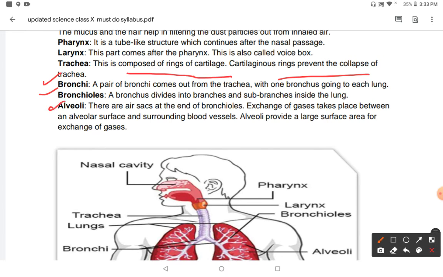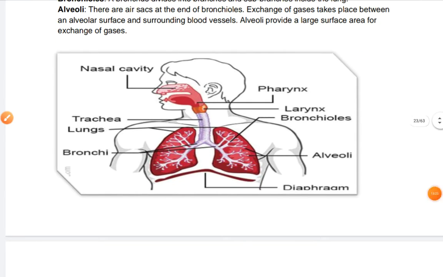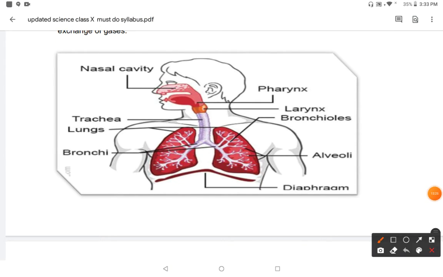Alveoli: there are air sacs at the end of the bronchioles, and exchange of gases takes place between the alveolar surface and the surrounding blood vessels. Alveoli provide a large surface area for the exchange of gases. Now see the figure of how respiration takes place. This is the nasal cavity, this is the pharynx, larynx and bronchus. This is the trachea, which keeps the passage open between inhale and exhale.